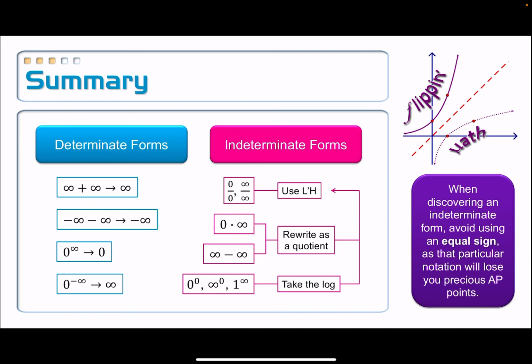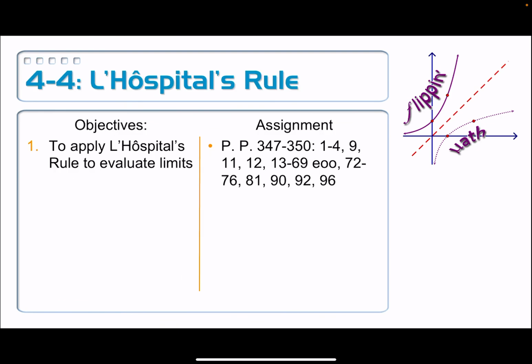Okay, so when discovering an indeterminate form, avoid using an equal sign. Remember, on the AP exam, if you use an equal sign here, you're going to lose your points. And if you're being totally thorough, you do your top and your bottom completely separately. Say, oh, look, the limit of the top is equal to 0. The limit of the bottom is equal to 0. So by L'Hopital's rule, here's the limit, and then you take the derivatives of the top and the bottom. So don't lose some precious AP points for bad notation. Okay, there you go, L'Hopital's rule.